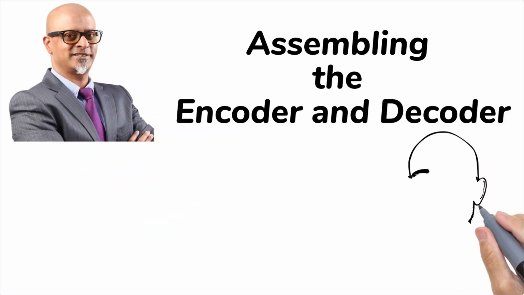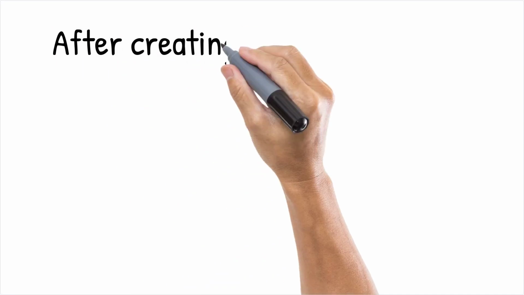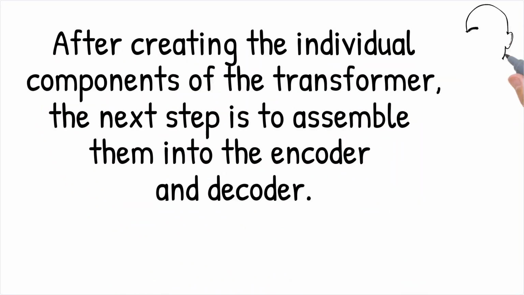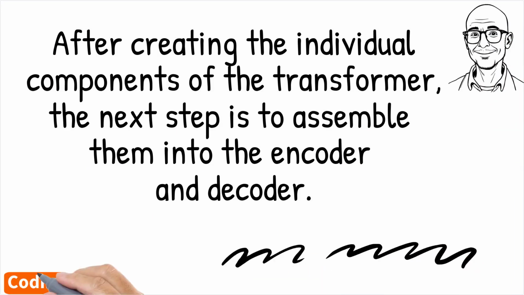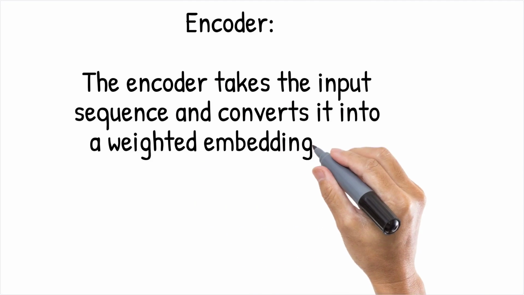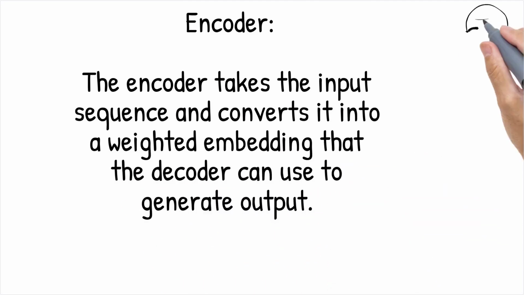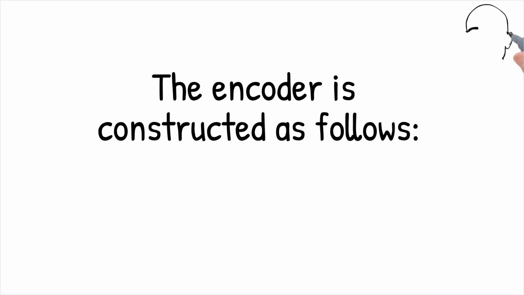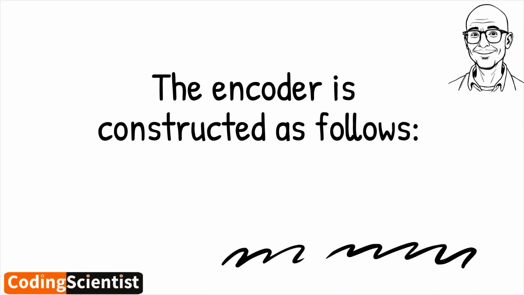Assembling the encoder and decoder. After creating the individual components of the transformer, the next step is to assemble them into the encoder and decoder. Encoder. The encoder takes the input sequence and converts it into a weighted embedding that the decoder can use to generate output. The encoder is constructed as follows.